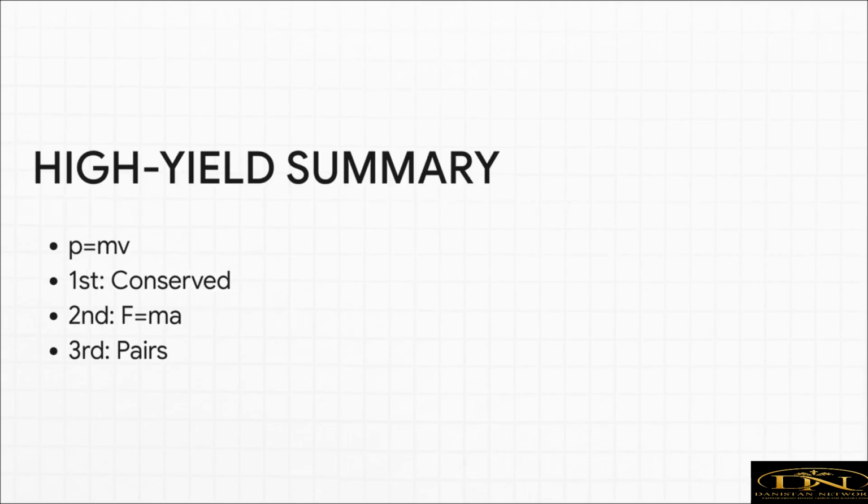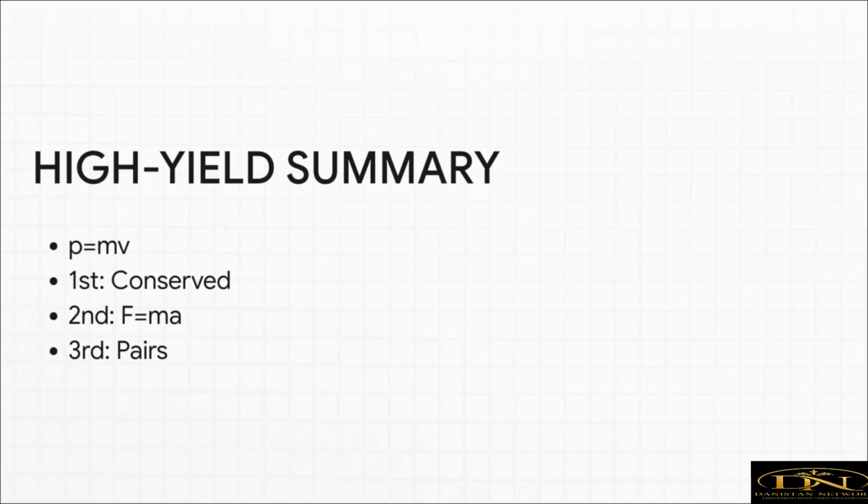Let's lock all of this in with a rapid-fire, high-yield summary. Remember your core formulas. Linear momentum, P equals mv, dictates mass in motion. Newton's first law guarantees momentum conservation in a closed system. The second law is our quantitative powerhouse, F equals ma. Gravitational force gives us weight, where W equals mg, heavily dependent on local gravity. And finally, the third law ensures that forces always exist in equal and opposite pairs acting on different bodies.